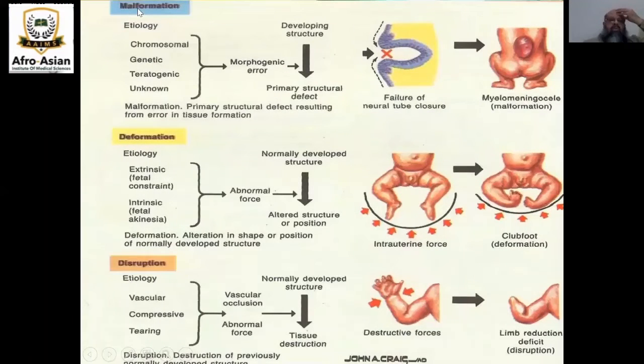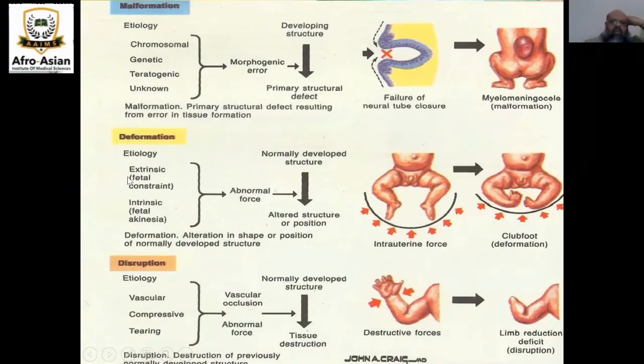If we look at malformations, the etiology can be chromosomal, genetic, teratogenic, or unknown. Morphogenic errors can occur, which can affect the developing structures, and primary structure defects can occur. For instance, there will be failure of the neural tube closure, resulting in myelomeningocele, which is a malformation.